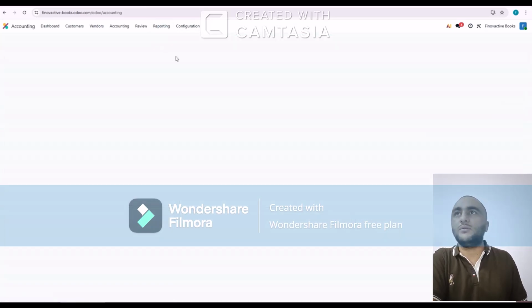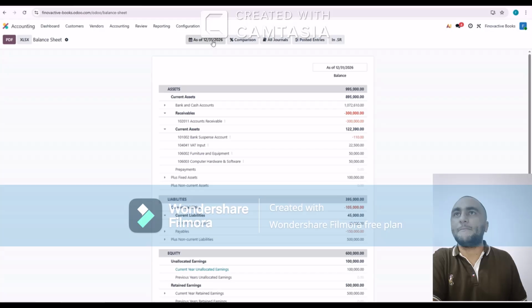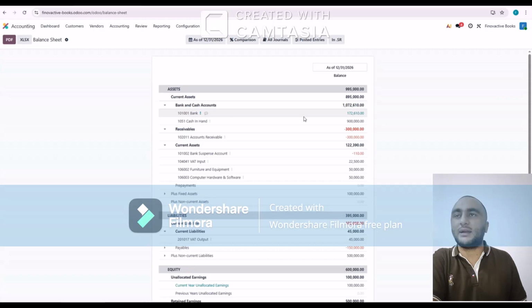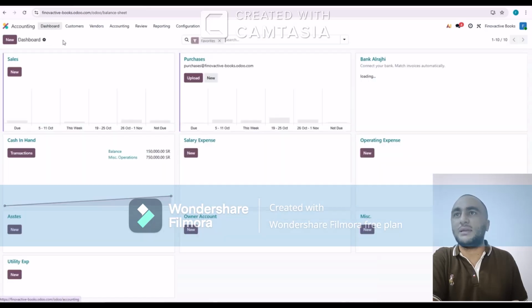Now you can see the statements showing exactly correctly. In the bank you have 172,610, and cash in hand is this, so it's correct, 172,500. The 110 I wrote as another entry, so it's showing here. Otherwise we have the correct balance of the bank.